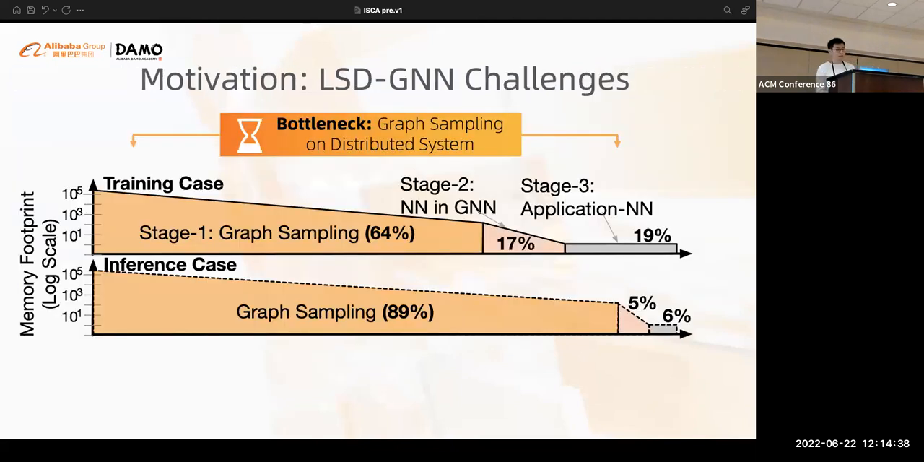After a careful characterization, we show that the assembling stage in the whole pipeline is dominant in terms of the time it takes and the resources it takes to access the memory footprint, which does not scale. And the neural network part has already been well done in off-the-shelf GPUs or accelerators. So this work mainly focuses on how to efficiently do the graph sampling in the first part.